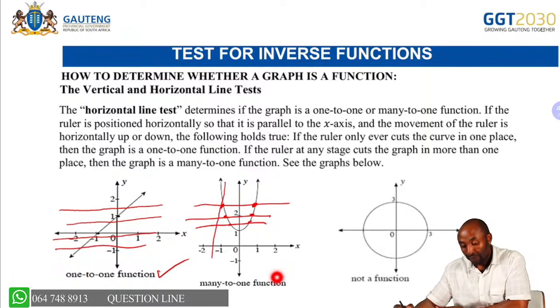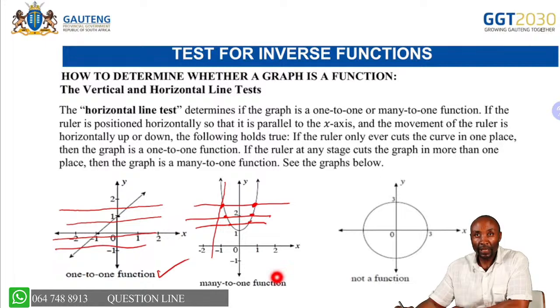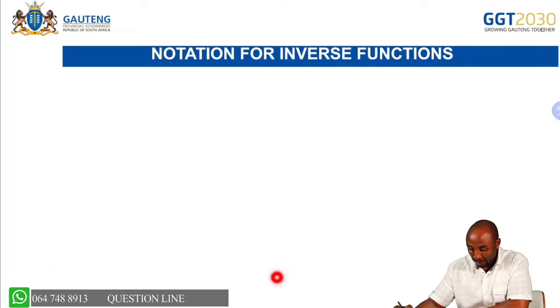We move on. That one fails both the vertical line test and the horizontal line test. It is not a function. So because it is not a function, it can never be a one-to-one function. We move along.